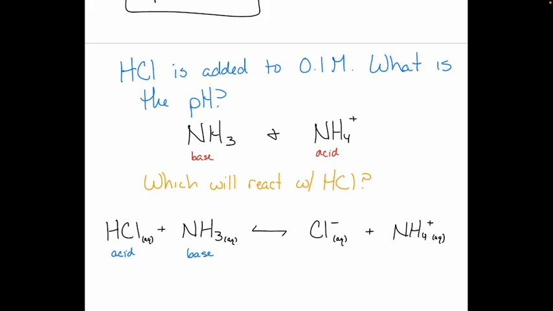Okay. Now the last thing that's really important, so first of all, the first thing that we had to do was to build that reaction between our buffer and what we added, which was in this case that strong acid.